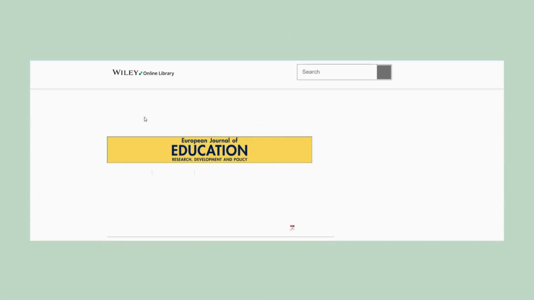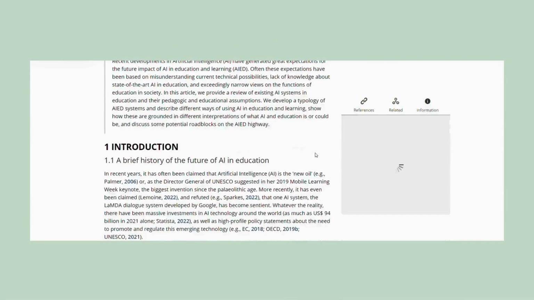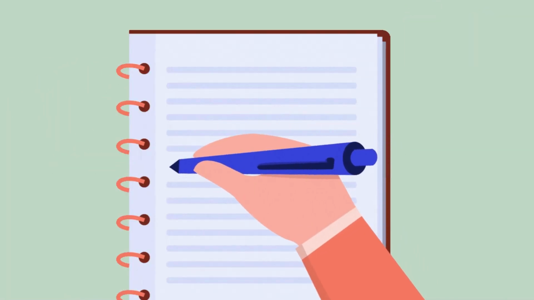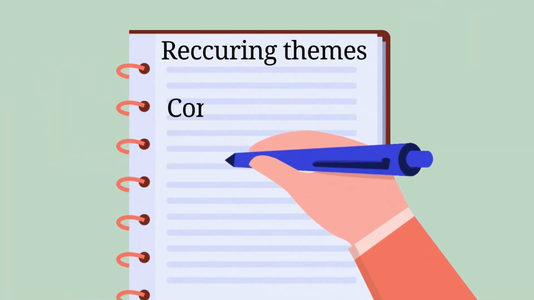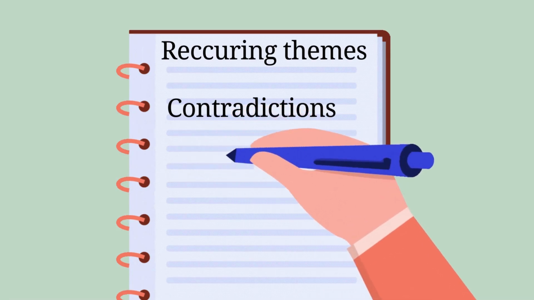Read abstracts to filter out irrelevant studies and organize useful sources using a reference management tool like Mendeley. Make notes on recurring themes or contradictions, as these will help shape your argument later on.